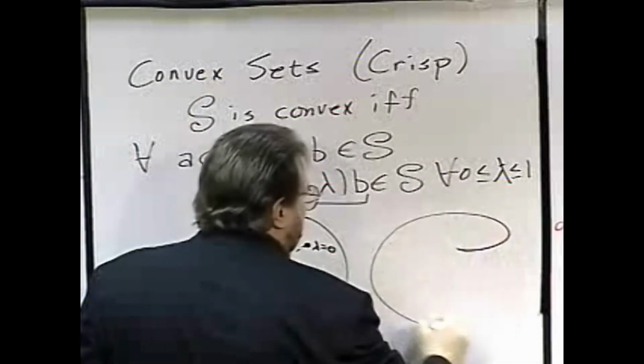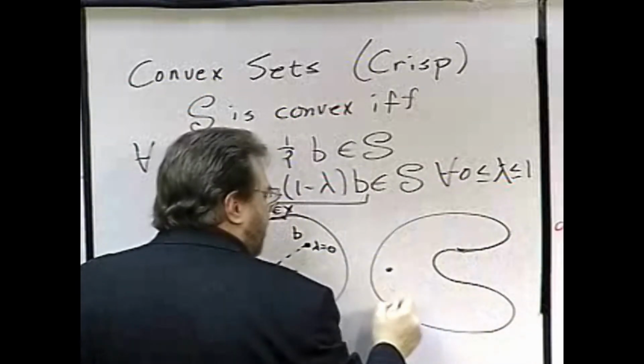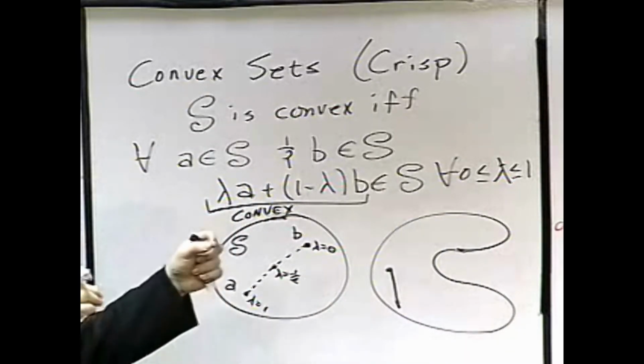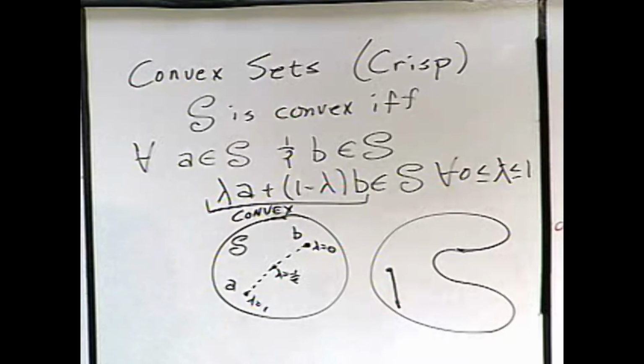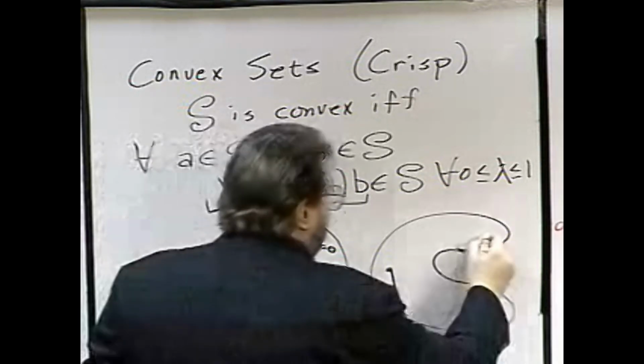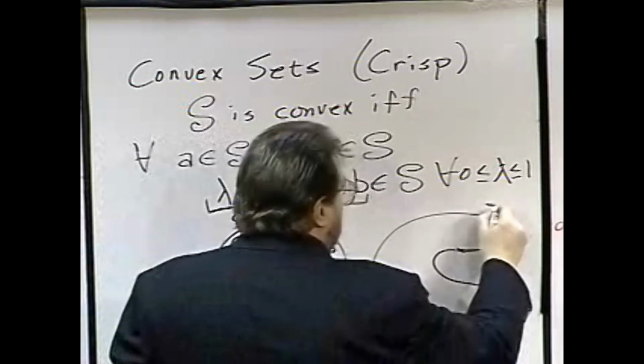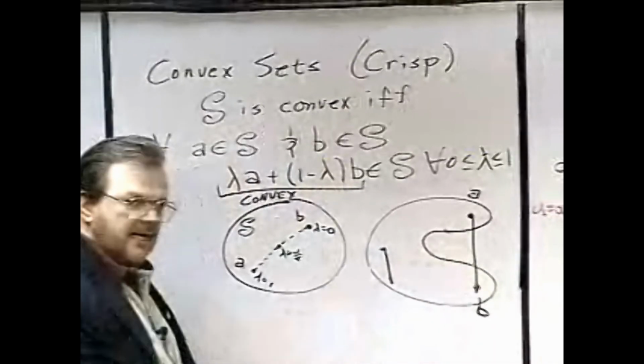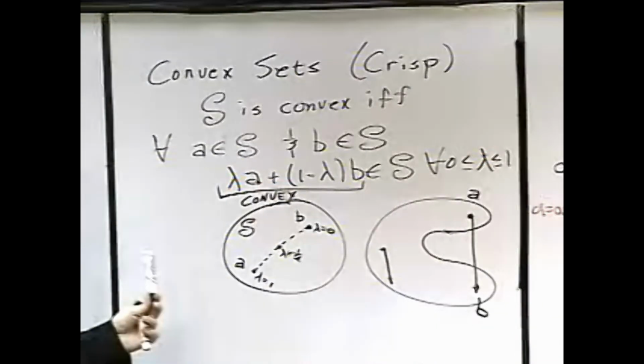We have something which looks like this. Well, there are points such as here and here where it's totally in the set. However, it has to be true for all points, and if there's one exception, it's not convex. Clearly, we can choose a point here and a point here, A and B. We can connect these 2 points. A portion of that is outside of the set, so therefore this is not a convex set.